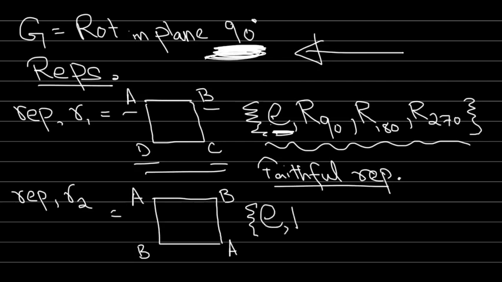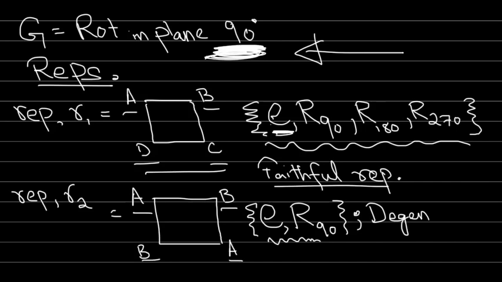Or you could rotate it by 90 degrees, right? And so these are only the 2 different transformations that you could do that would leave this square appearing different. But because you see we have these repeating labels, we say that this is actually a degenerate representation, right?